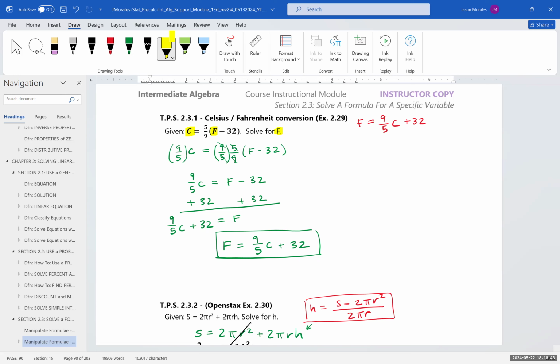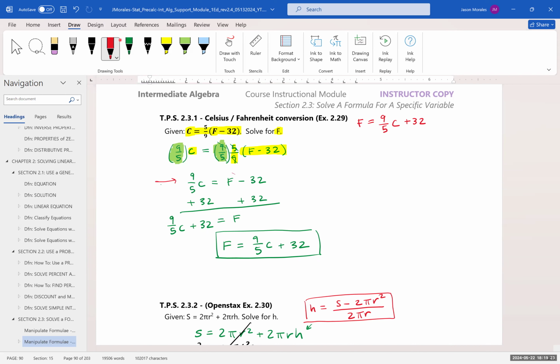So the first thing I did was to write down this formula. Celsius is equal to 5/9 times Fahrenheit minus 32. And the first thing I wanted to do is get rid of this fraction of 5/9. So what I did is I multiplied 5/9 by its reciprocal. Its reciprocal is 9/5. And so what I do to one side, I have to also do to the other side. So I multiplied both sides by 9/5. And this is the result right here.